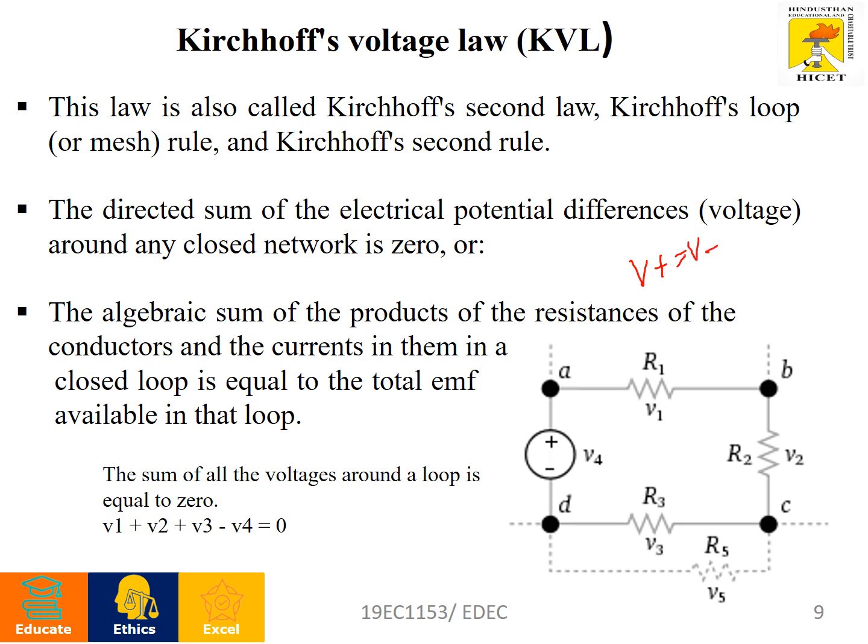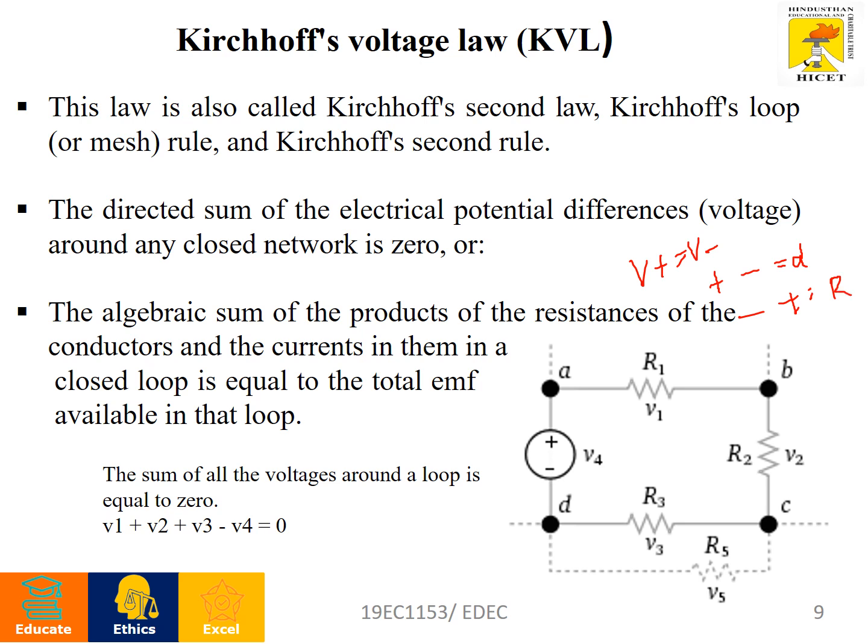The sum of potential rises equals the sum of potential drops. Here, a voltage from positive to negative is a drop, and negative to positive is a voltage rise.